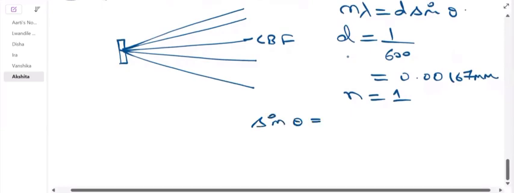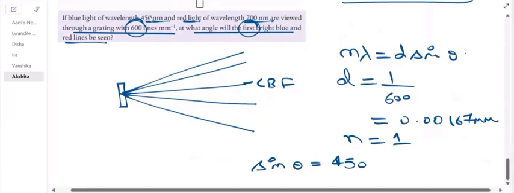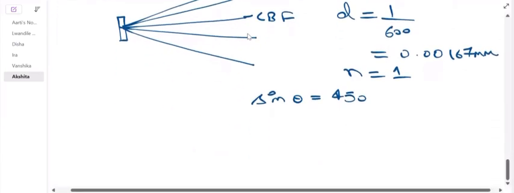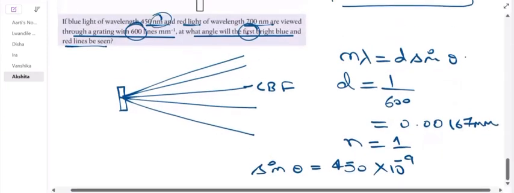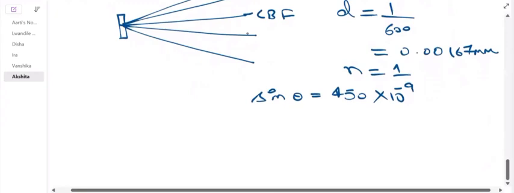So, sine theta. I'm solving it right now for the 450 wavelength, that is blue light. So this will be 450 into 10 raised to minus 9 because it was given in nanometers. Done. After this, I will have this value, and lambda equals d sine theta. That is the question.